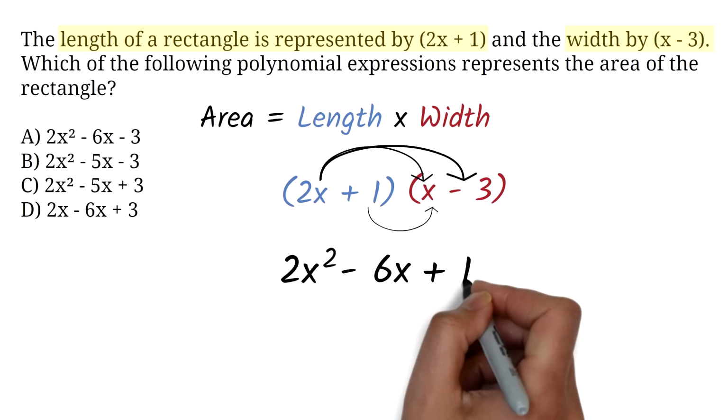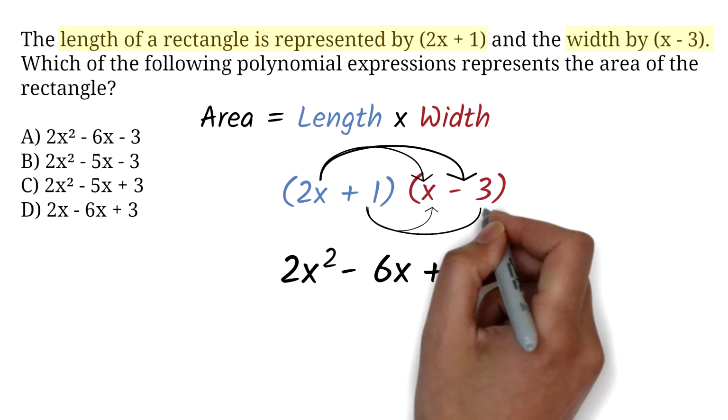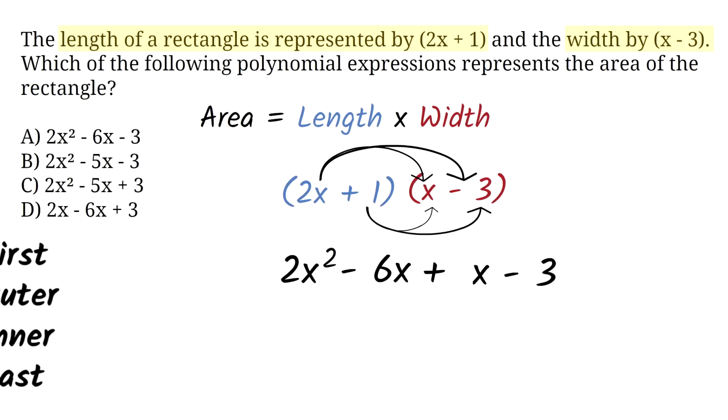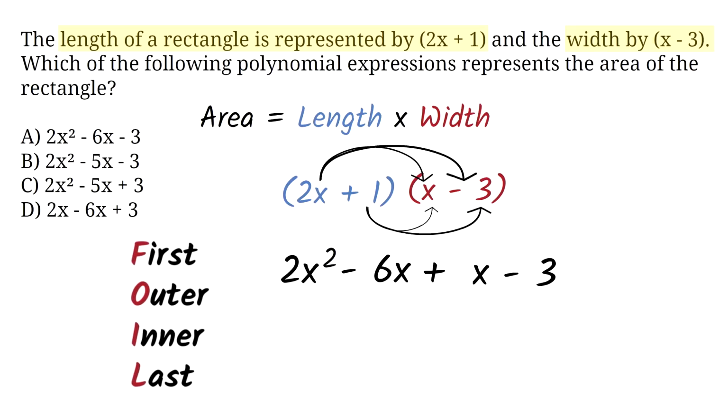Multiply 1 by x to get 1x, which is the same as x. Finally, multiply 1 by negative 3 to get negative 3. The method we used is commonly known as the FOIL method. I am personally not a fan of most acronyms in math. They bring little benefit and can actually make students get answers wrong.